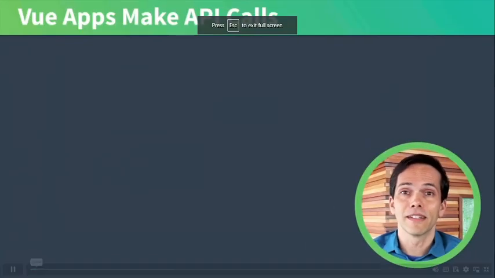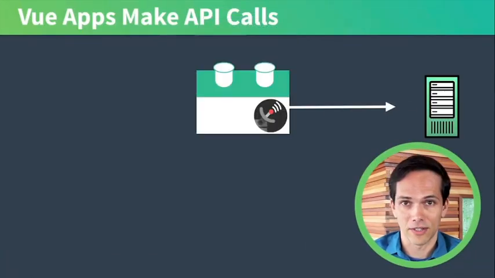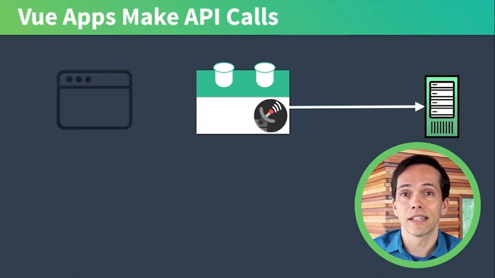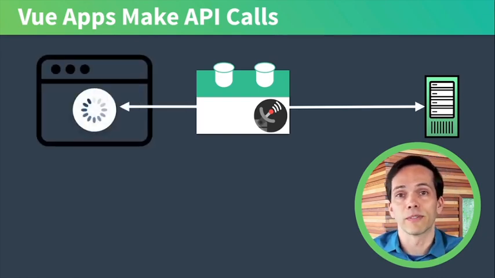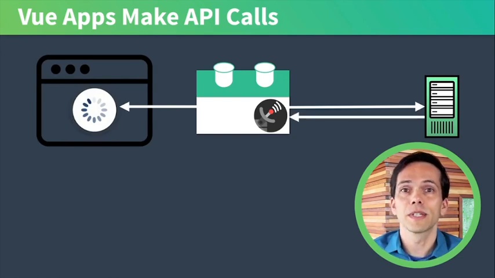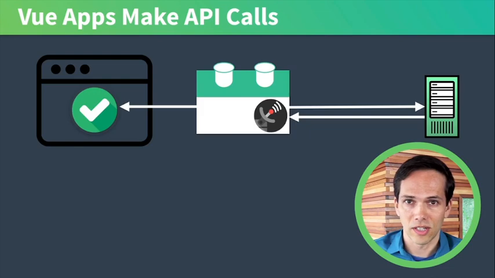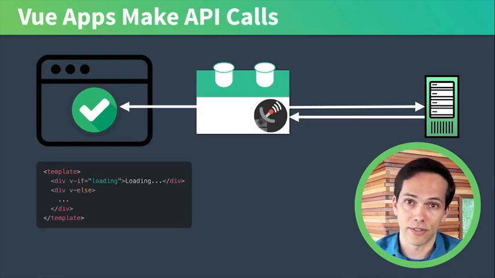It's pretty common that our Vue applications make API calls. And when they do, it's a best practice to let our users know that something is loading, especially if it might take a little while to return from the API call. Then once it returns, we display the template onto the page. The simplest way to implement this is with a simple if and else.